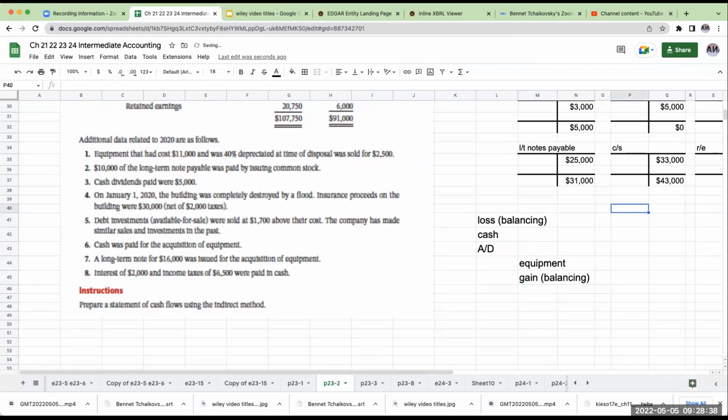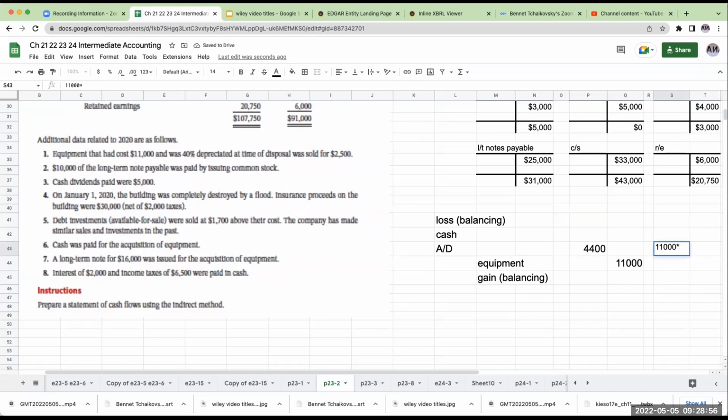Okay, so right over here, my equipment that had cost me 11,000, that equipment was 40% depreciated at the time of the disposal. So my accumulated depreciation is going to be the equipment amount times 40%. Okay, so that's where I'm getting that 4,400 from. So I sold it for 2,500. So that means the equipment had a net book value of 6,600.